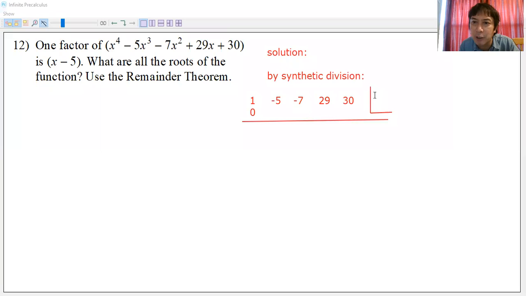Positive 5. Oh, where did I get the positive 5? Okay, I'll show you where I got the positive 5. So this will now be x minus 5 equals 0. And so solve for x, this will just be 5 there. All right, so we have here x equals 5, okay? If this results to a 0 remainder, then it's a factor, okay? All right, let's see.